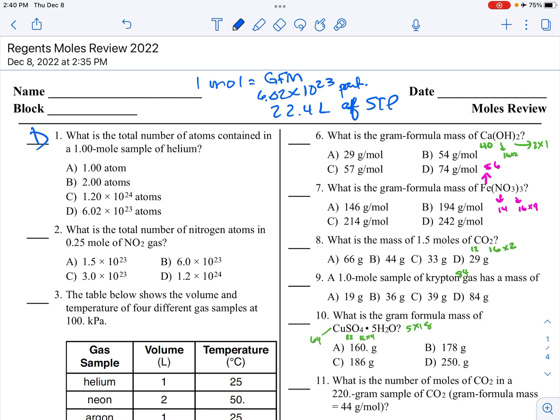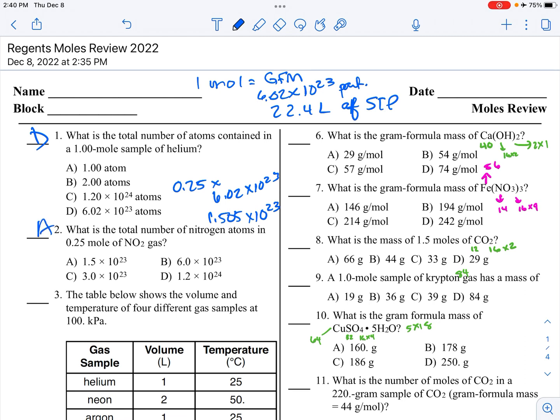What is the total number of atoms in 0.25 moles of nitrogen dioxide? Okay, so now we're going from moles to particles, which means we're going to multiply 0.25 times 6.02 times 10 to the 23rd. So what I do is we multiply coefficients only. So 0.25 times 6.02, and we get 1.505. Then we tack on times 10 to the 23rd. Then I have to look and see which one of these 4 choices is closest to that.